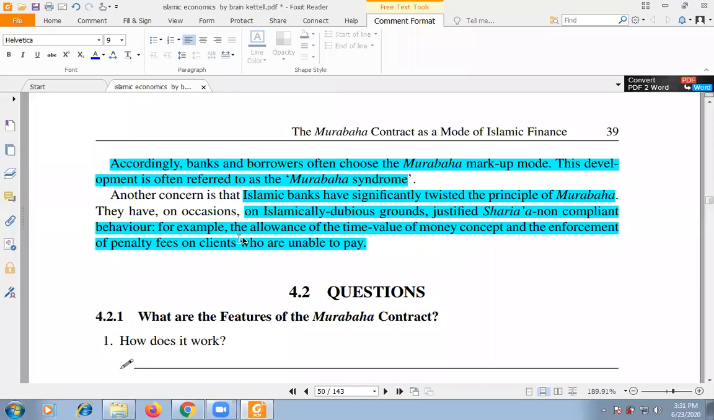And sometimes the allowance of the time value of money is another thing that is misinterpreted. They introduce the time value of money, which is like interest, but they give it the name of allowance, which is not allowed. Second, they introduce a penalty fee for clients who are late with payments. So both forms are not allowed in Islamic banking, in Islamic economics. So this twist is not Sharia based; that is the Sharia non-compliant behavior of the Islamic bank. So now I stop.